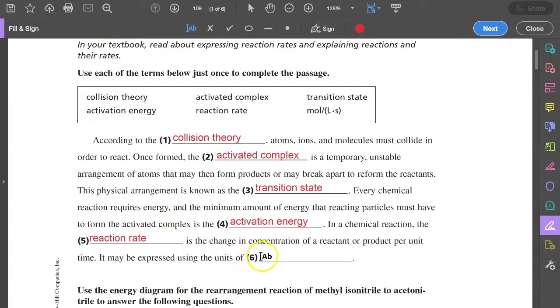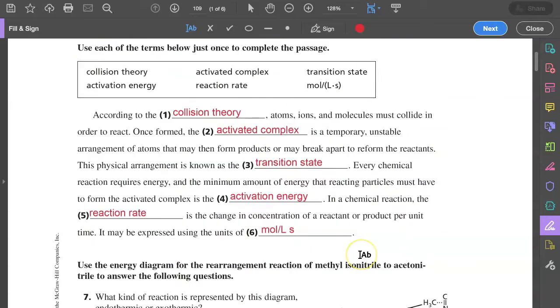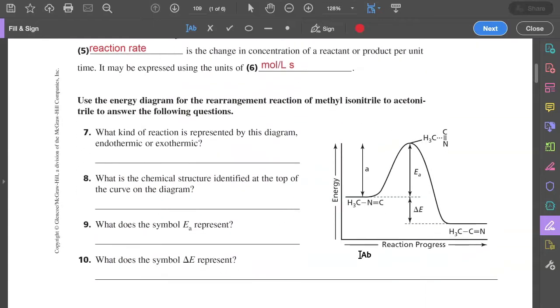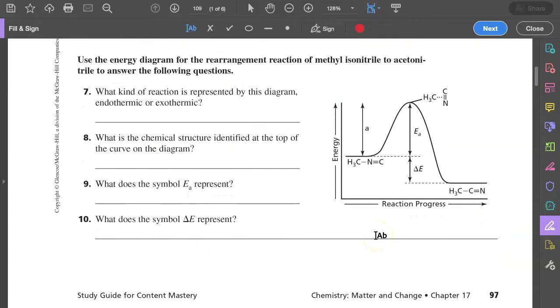The reaction rate may be expressed using the units of, well, it's the last one, isn't it? So yeah, it has to be moles per liter second. So there we go. First section done. Let's move on. Use the energy diagram for the rearrangement reaction of methyl isonitrile to acetonitrile to answer the following questions. What kind of reaction is represented by this diagram? Is it endothermic or exothermic?